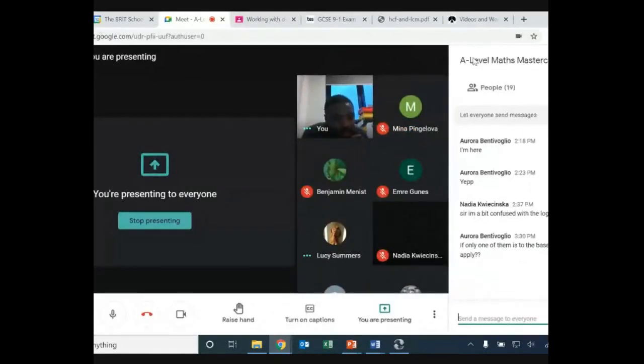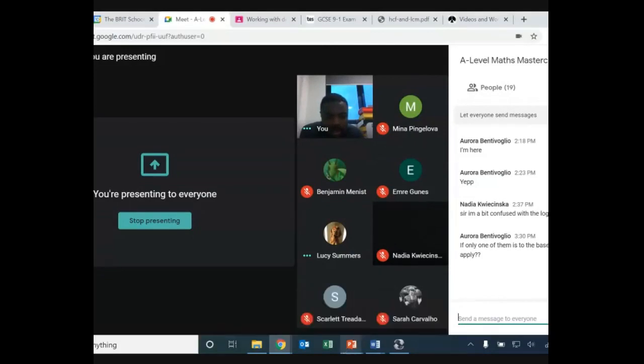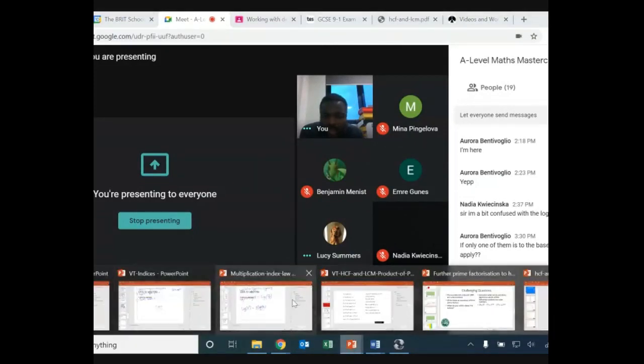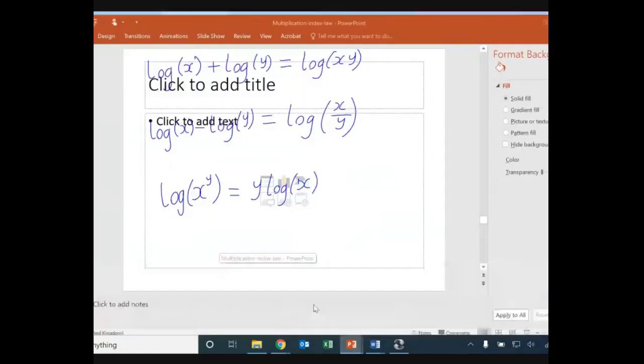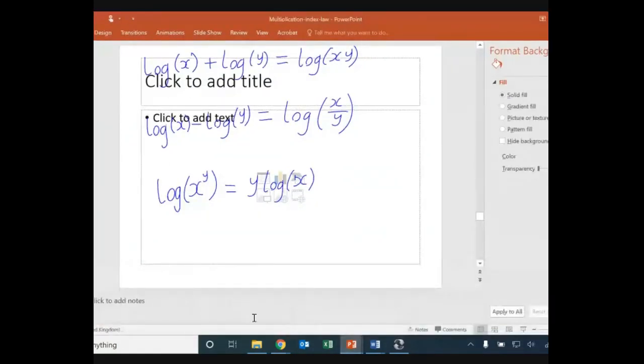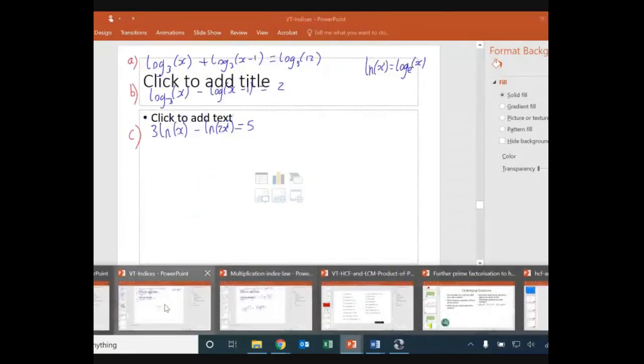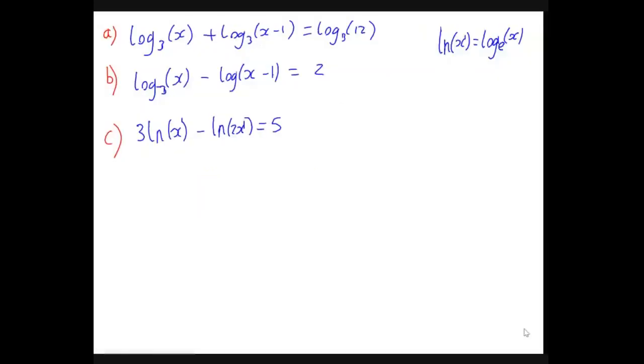If only one of them is to the base of 3, do the rules still apply? Oh, did I miss something? Yeah, it is true that if only one of them is to the base of 3, then the rules... Oh my gosh, where's the question I wrote? Oh, sorry, yeah, I missed that. Thanks for spotting that. I should have written log to the base 3. Otherwise, that question would be, yeah.